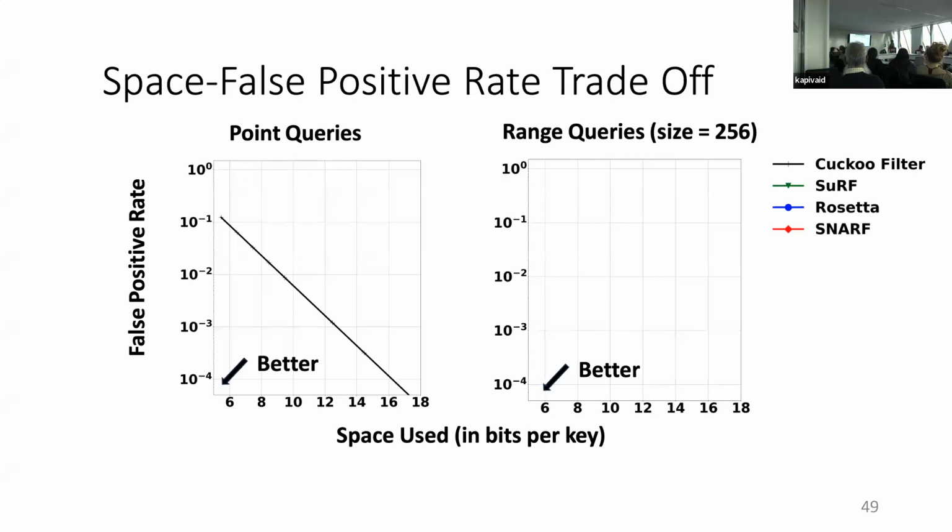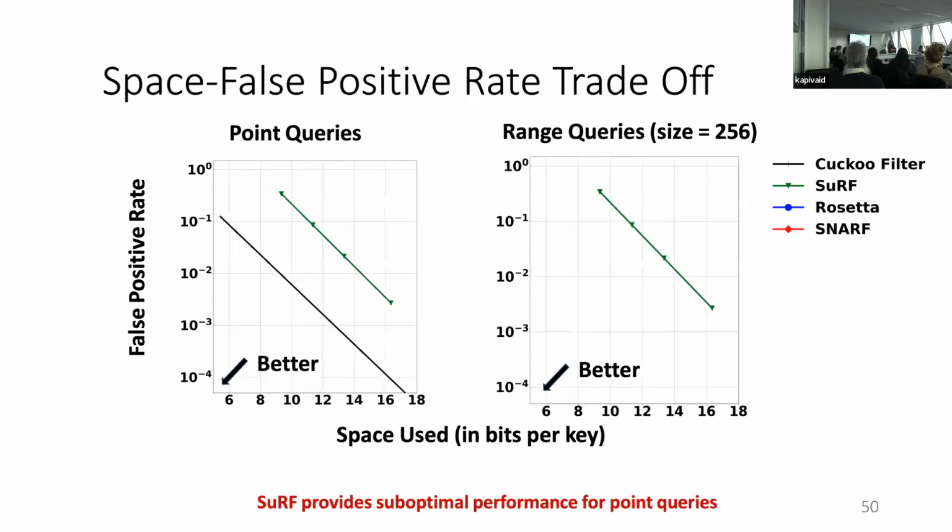We already have one baseline on the figure, which is cuckoo filters, which is quite close to the theoretical optimal point filter. So now let's look at how SuRF performs. If you look at SuRF's performance, it's quite suboptimal compared to cuckoo filters. This is because the encoding that they use to store this trie is actually not space efficient. But the good thing about SuRF is that it's able to maintain its performance for range queries as well.